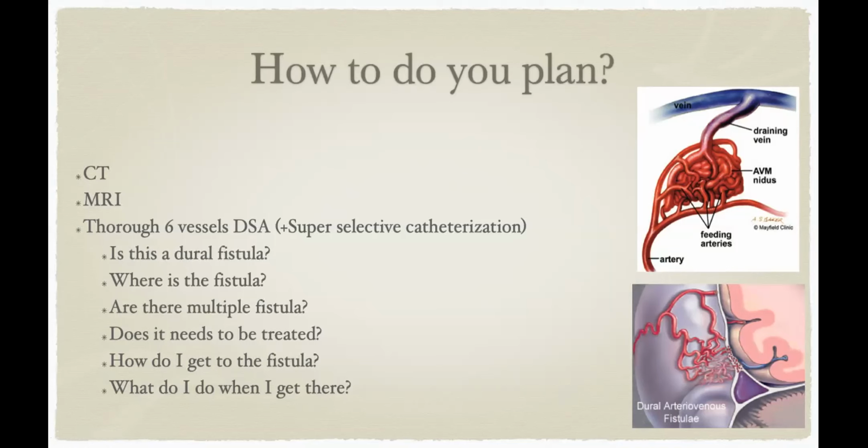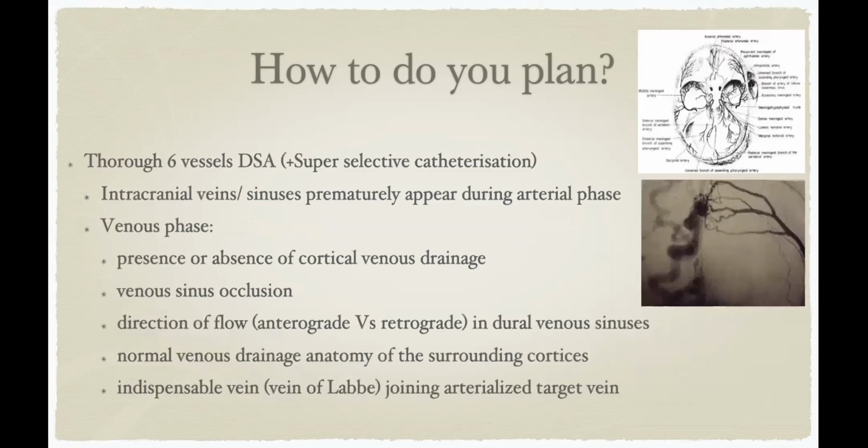Usually in the AV fistula, there is one single draining vein, but then there may be multiple draining veins also. That has to be looked for in the DSA as much as possible. And then we have to identify the need to be treated. And then how do I get to the fistula? That is the approach. And then what to do when I get there? That means we have to either skeletonize the sinuses or we have to cut the cortical vein. So that has to be identified by looking at the classification according to the Borden.